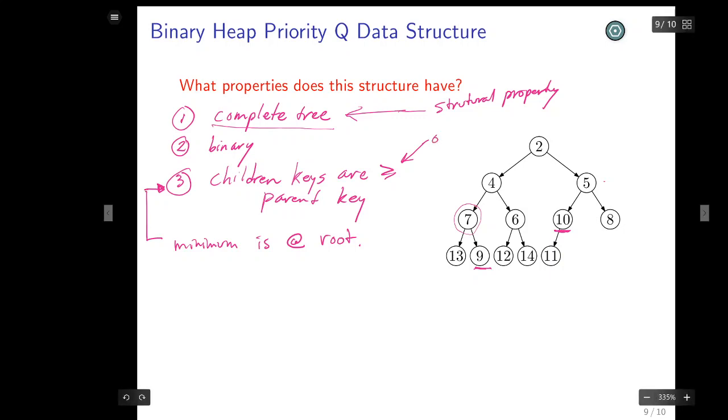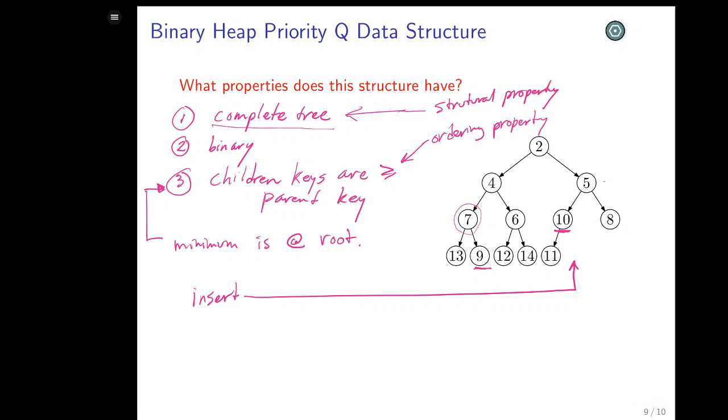And this is an ordering property. It's talking about the way in which the data is distributed within this tree. It has to be distributed so that the parent is always smaller than the children. And because of that, we know where the minimum is. Because of that, we also know if I wanted to insert something into the tree, I know exactly where it's going to go. That's the structural property. So insert must be filling that spot.